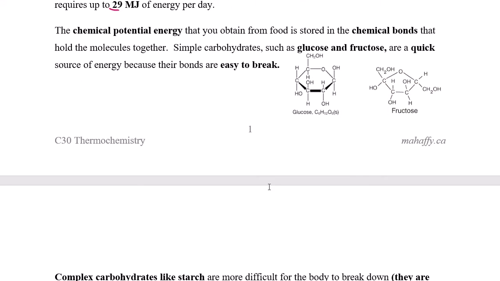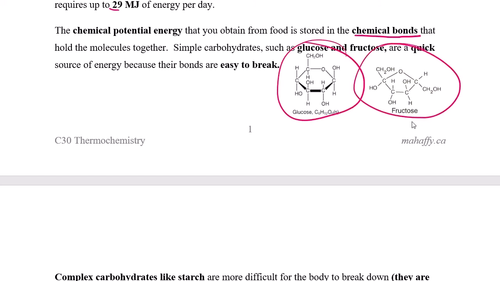So the chemical potential energy that you obtain from your food is stored in the chemical bonds that hold the molecules together. If you have a simple carbohydrate like glucose or fructose, they're a quick source of energy. Here's a glucose molecule. Here's a fructose molecule here. They're a one-ring sugar molecule. They're very easy for your body to break down, so you can quickly use the sugar. So when you down a big gulp Slurpee, right, it's got lots of fructose in it. It's got lots of simple sugars. You can easily break those down and your blood sugar spikes really quickly.